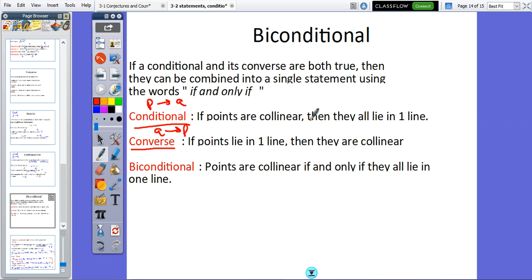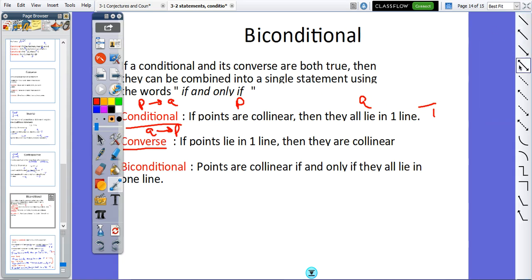So when you're asked to create a biconditional statement based off the conditional statement they give you and the converse, you say, all right, so the original statement says if points are collinear, then they all lie on one line. Okay, that's true. Let's actually draw this out so we can see what they're talking about.